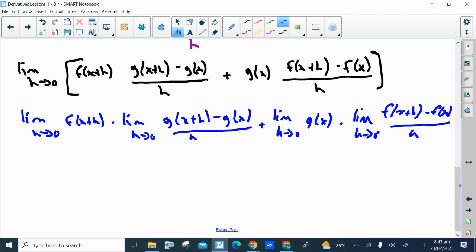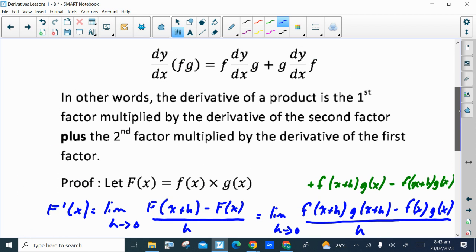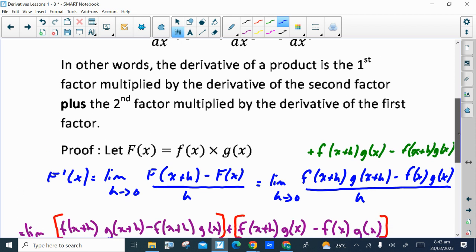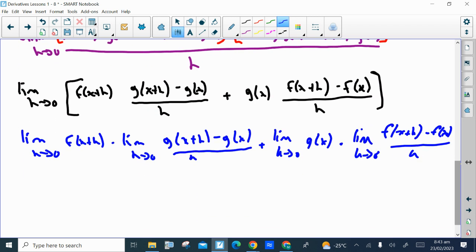And if we look at the very top to see what we started with, the limit of f at x plus h would represent f at x, because you can evaluate this limit by letting h equal 0, right? There's no denominator for that part. So you can evaluate this limit by letting h equal 0, and you're just left with f at x.